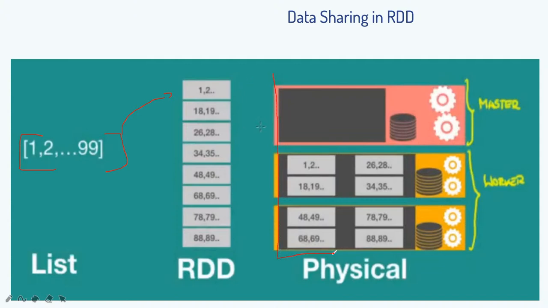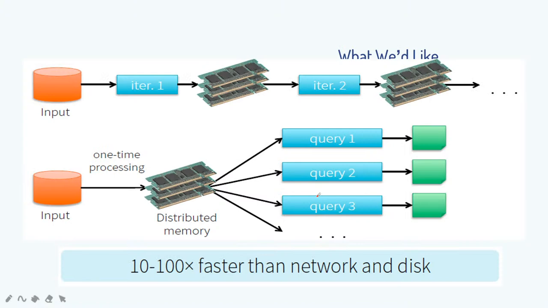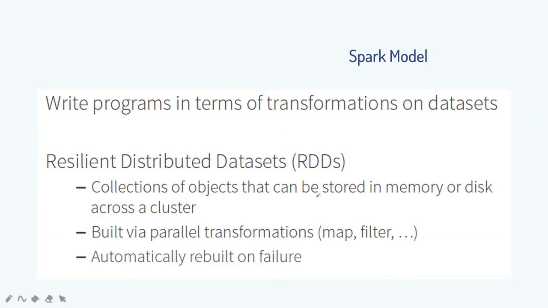Then after that, in Spark we have a master node and worker nodes. Okay, so first it will be sent to the master node. The master node will allocate some tasks to the workers, then automatically the workers will do the task and save the result in physical memory. So that is the use of data sharing in RDD. So if I apply the data sharing technique, iteration-wise it's faster than network and disk usage. Okay, so it is 10 to 100 times faster than network and disk sharing. Okay, so that is the thing of using Apache Spark. Now the Spark model.